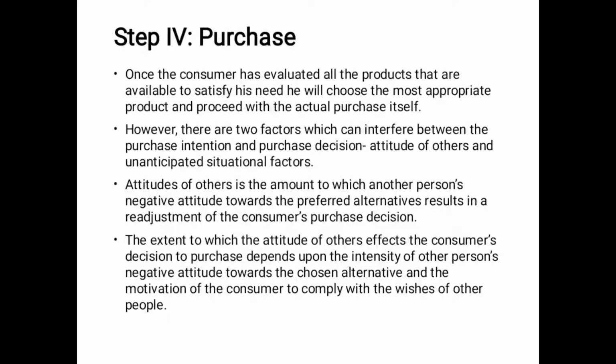However, there are two factors which can interfere between the purchase intention and purchase decision: attitude of others and unanticipated situational factors. Even when you have made a decision to purchase, before purchasing something may happen. That is the attitude of others. You are going to buy, your purchase decision is made, but while purchasing somebody says no, this is not a good product, starts speaking negatively, and suddenly your decision changes. Then there are unanticipated situational factors. I will be telling you these in the next slide.